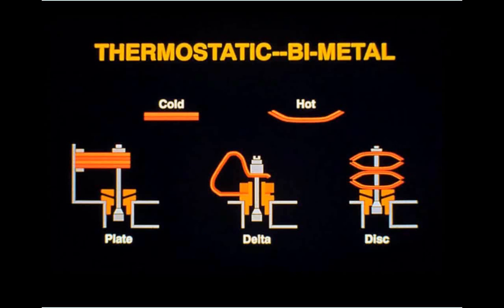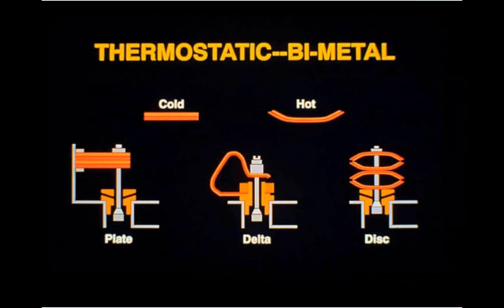Another very prevalent type of technology is thermostatic or bimetal. And I've got pictures of 3 different types here. The basic principle with these is you have 2 metals that are bonded together, and as the temperature increases, those metals will bend.